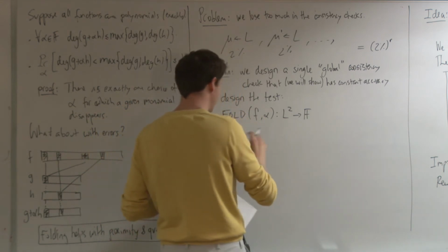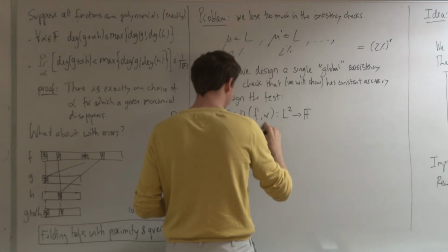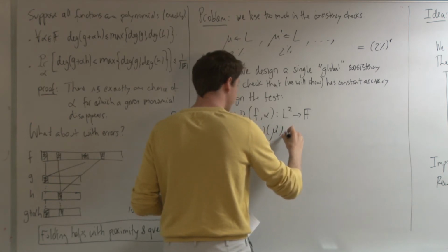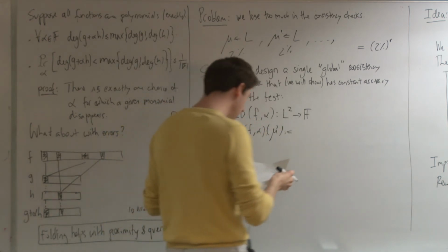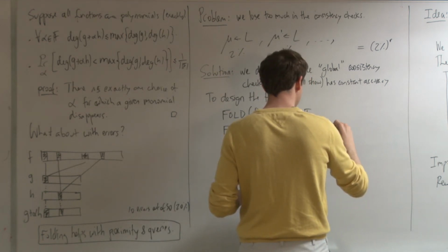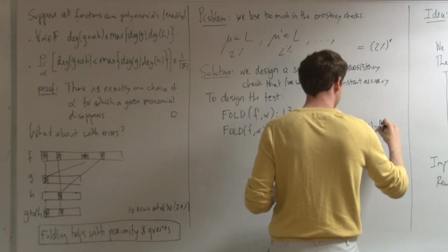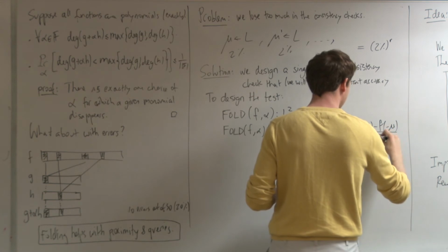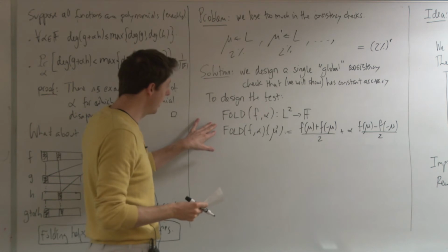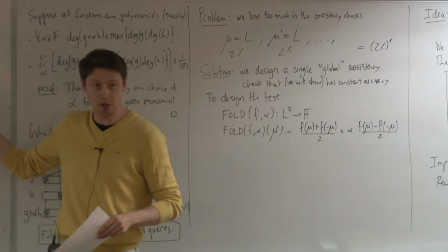So first I'm going to give a formula and then I'm going to justify it, okay? So I'm going to define it. Fold of f and alpha is going to be, at a particular point mu squared, okay? It is going to be f of mu plus f of minus mu over 2 plus alpha times f of mu minus f of minus mu over 2. Okay, I'm defining this one. I'm defining a folding operation, and I need to convince you that whatever this thing is doing, it's the same thing that we were doing here with G and H. Okay?